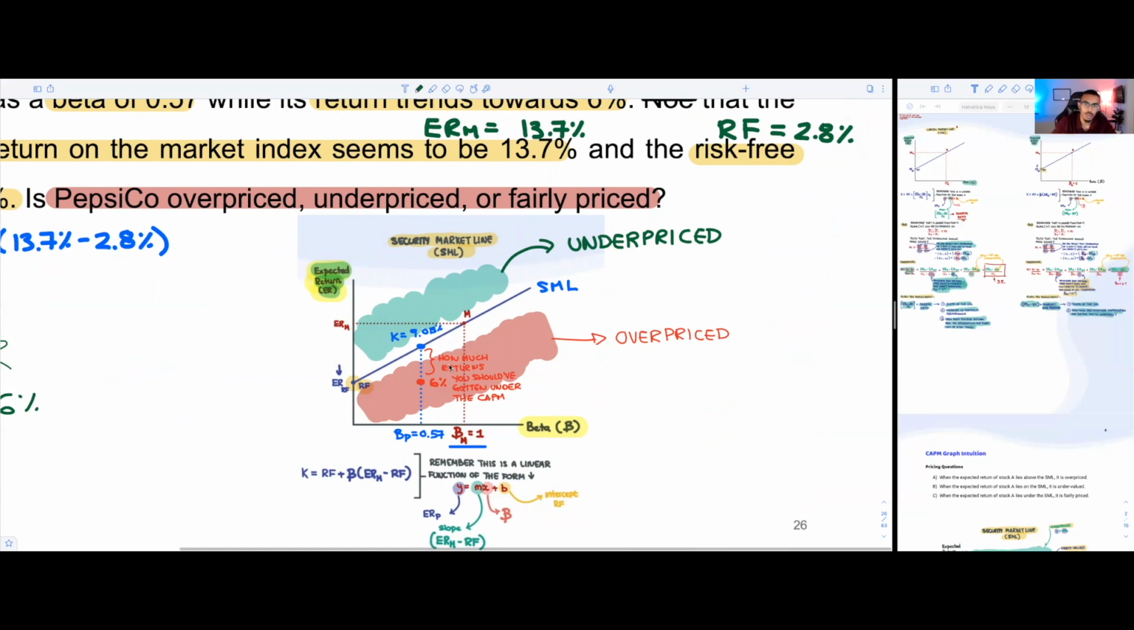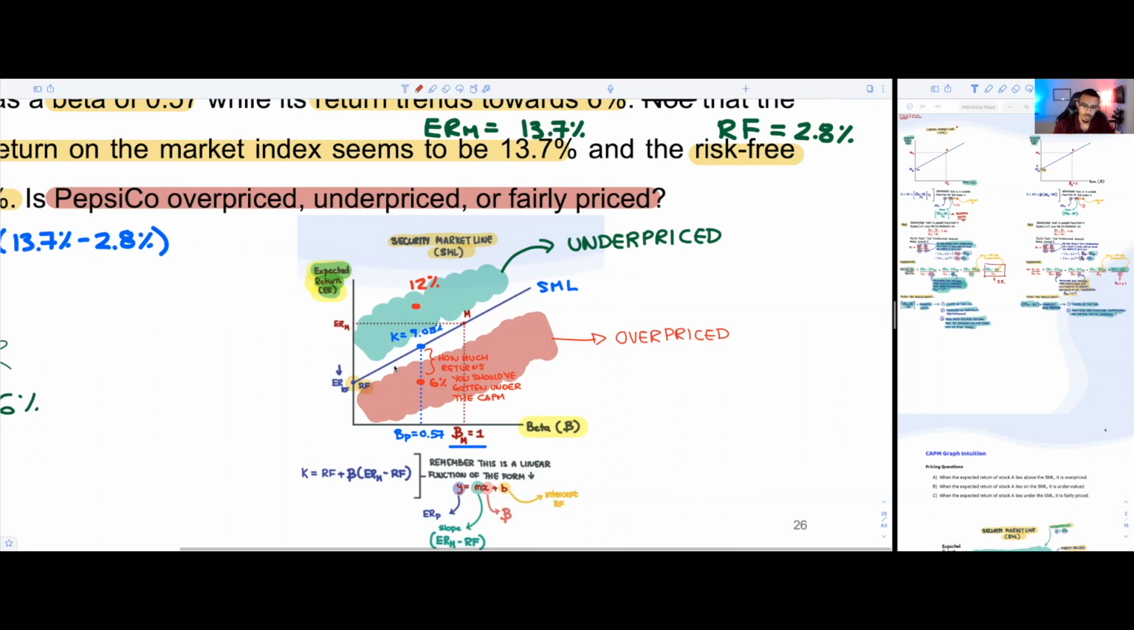Another takeaway I would like to give you: if the question said the return on PepsiCo is actually 12%, and your required rate of return is 9.013%, what does that mean for you? This means that right now, PepsiCo is underpriced, because for that given level of risk, a systematic risk, a beta of 0.57, you would only expect to make 9.013%. However, you're actually making 12%. You're beating your expectation, you're beating your requirement. You're happy. That's the takeaway here.